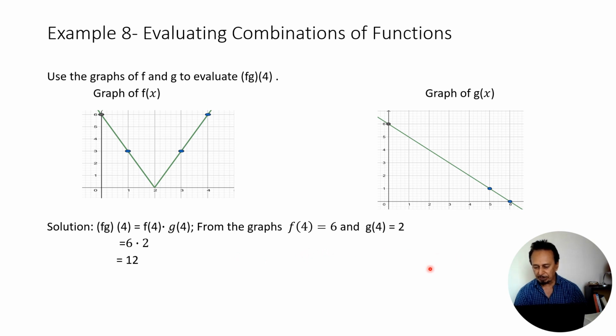Similarly, to find g of 4, it looks like 1, 2, 3, 4. This is 4, you go here and this gives you 2. So g of 4 is 2. So you have 6 times 2, which would be 12.